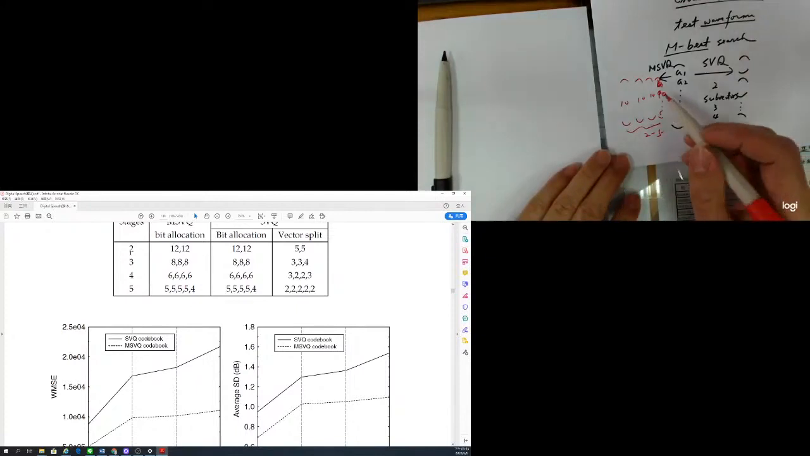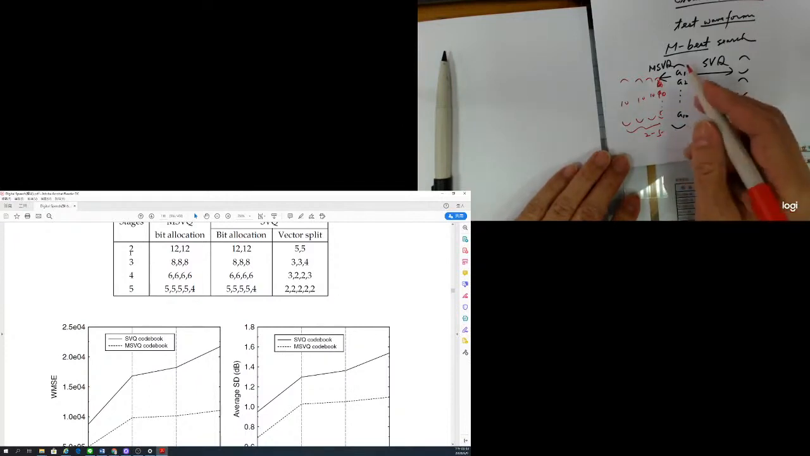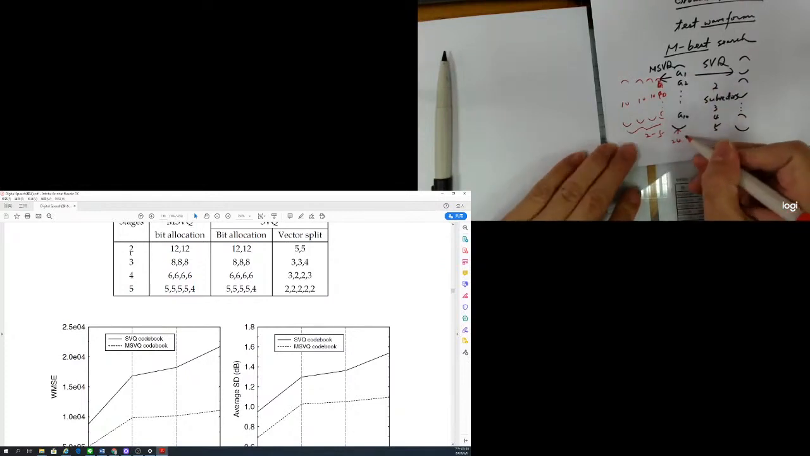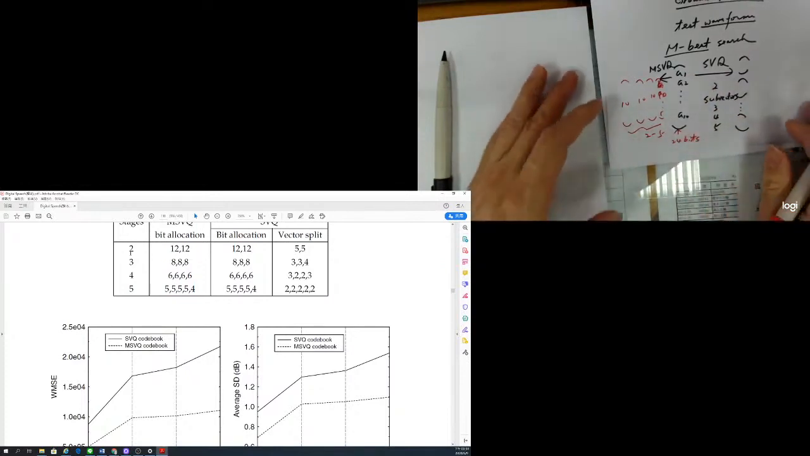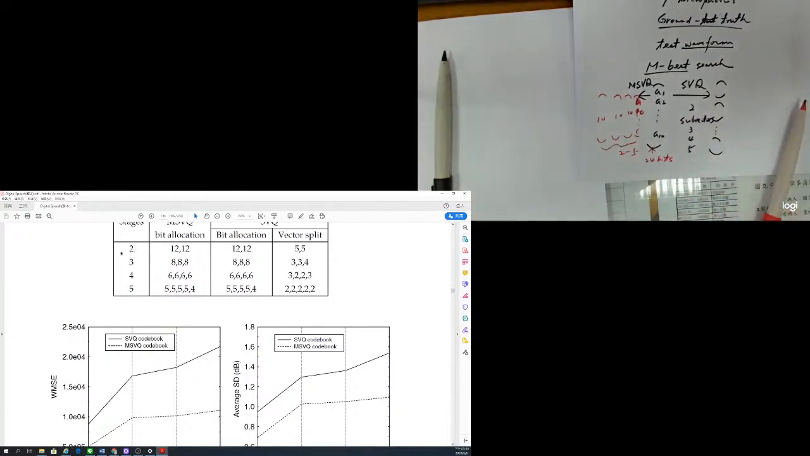For each stage we try to make sure of a fair comparison: the total overhead for coding the line spectrum frequency is 24 bits. You can see this table: if you have 2 stages, each stage's codebook uses 12 bits. Our vectors are split into 2 subvectors, so each subvector's codebook size is also 12 bits and 12 bits.